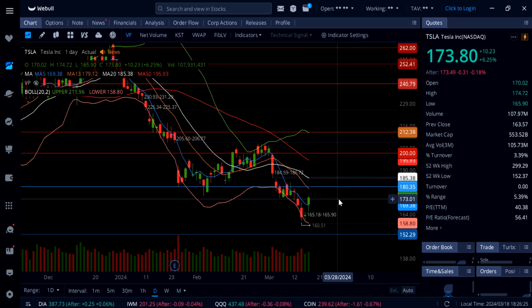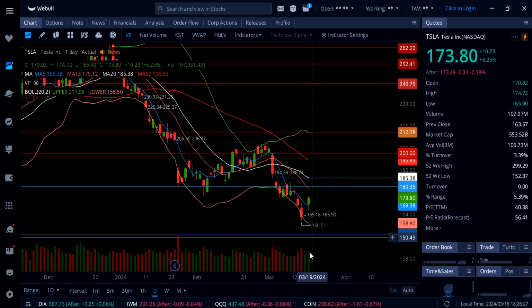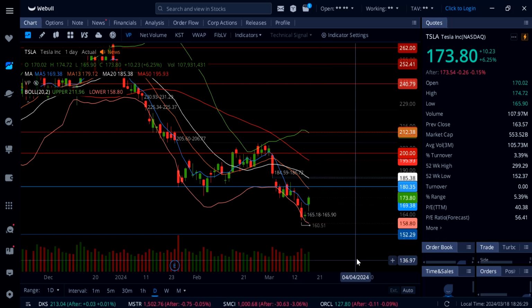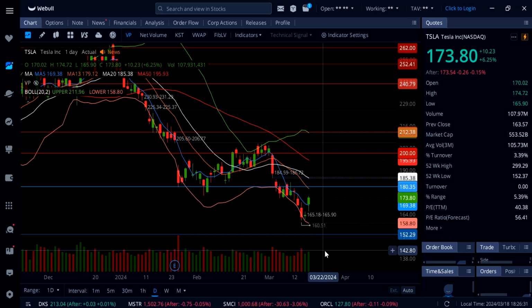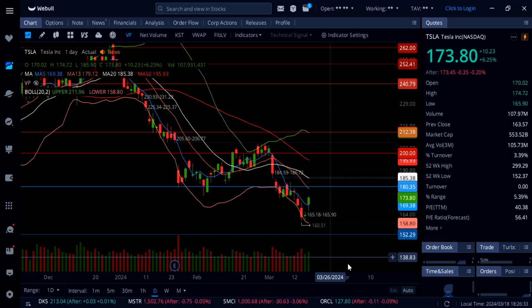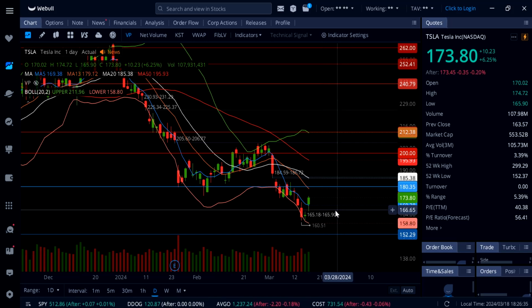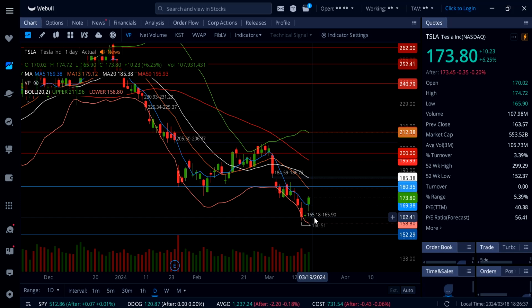Now keep that in mind. We got this hammer candle with some high volume today, so Tesla can continue this run, especially going into tomorrow's session, unless we get a gap down here on Tesla down to this gap at 165.